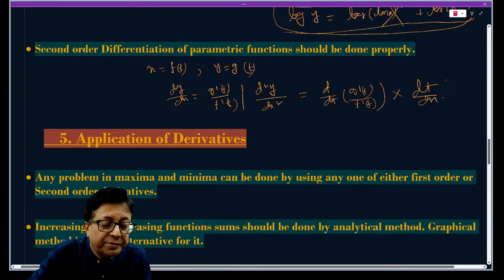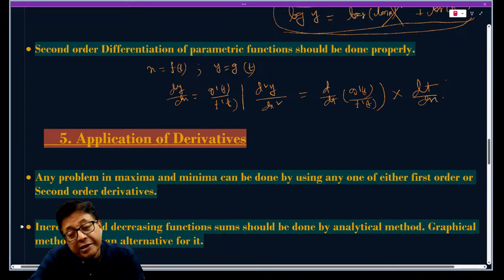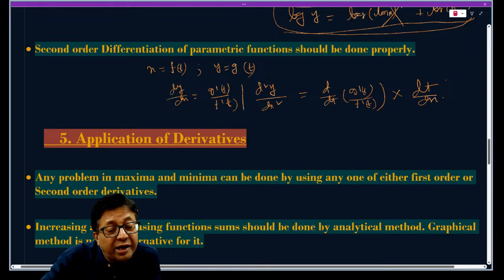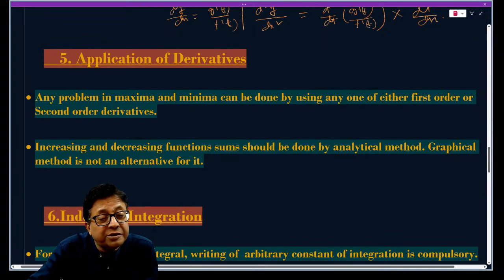Go for it. Increasing decreasing functions, again, a sum should be done by the analytical method. Graphical method is not an alternative for it. Again, this will only be our own satisfaction to check.